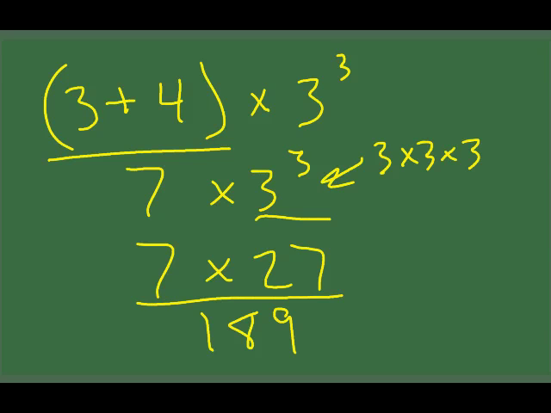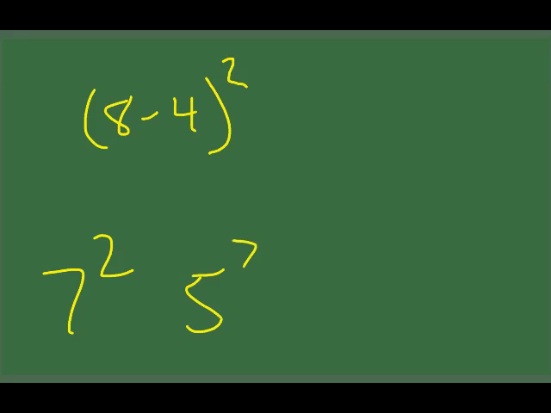Okay, let's do 2 more. All right, let's make it a little trickier here. Let's do 8 minus 4 to the second. And you almost heard me say squared. Anytime something is to the second power, you can say that something squared. So like that, you can read 7 squared or 5 squared. And then something to the third, you can read something like 4 cubed or 2 cubed. Okay, anyway, back to our example here.